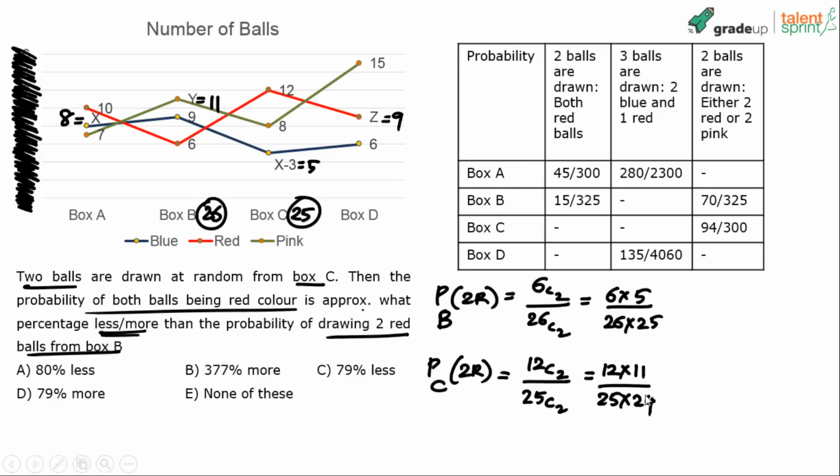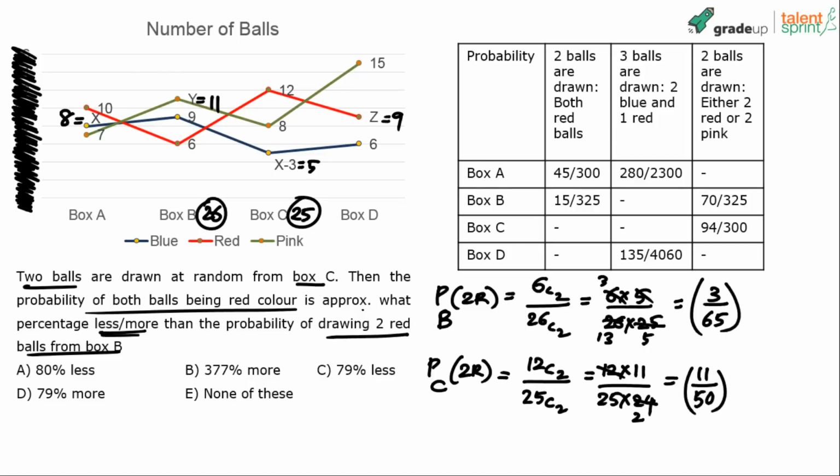Simplify these two first and then we'll do the percentage calculation. So this goes 5 times. This goes 3 by 13 times. So 3 by 13 into 5 is 65. That's one probability that we need. What's the other probability here? 12 goes 2 times, 11 by 50. We have got both the values.